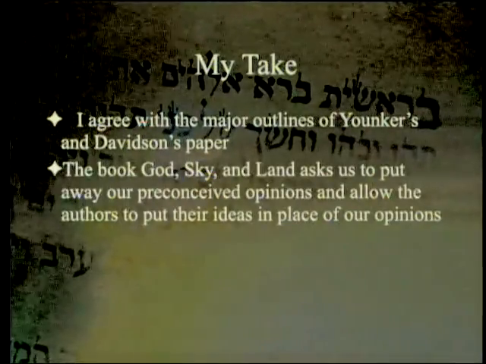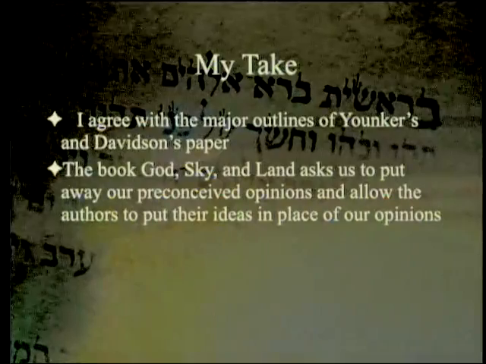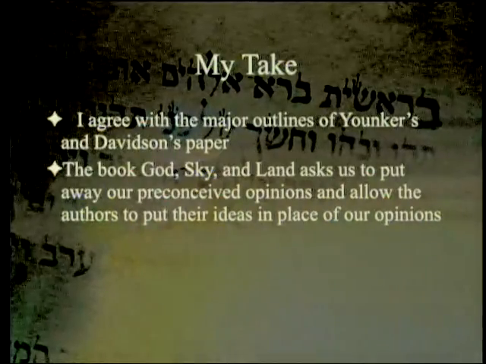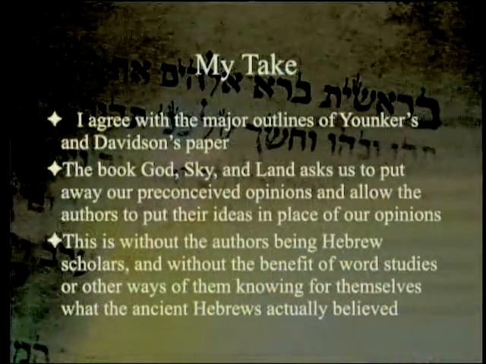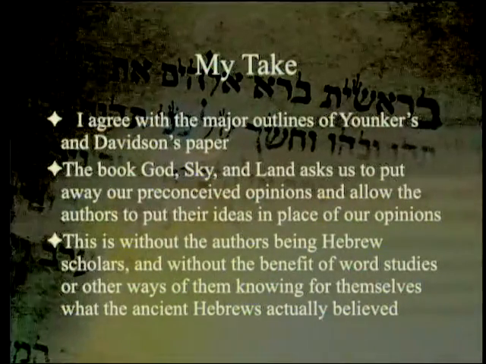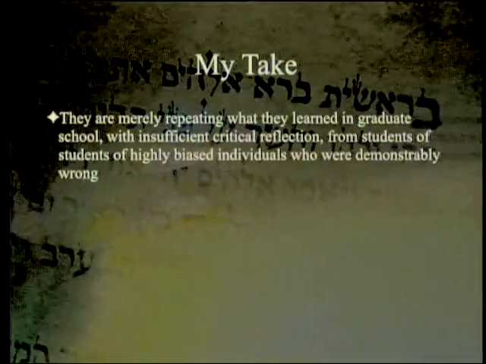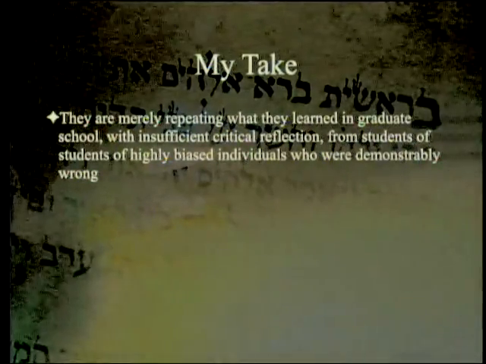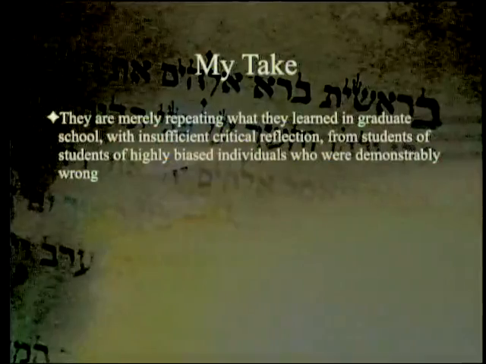The book God, Sky, and Land asks us to put away our preconceived opinions and allow the authors to put their ideas in place of our opinions, under the guise of allow the Bible to speak to us. This is without the authors being Hebrew scholars and without the benefit of word studies or other ways of knowing for themselves what the ancient Hebrews actually believed. They are merely repeating what they've learned in graduate school with insufficient critical reflection from students of highly biased individuals who were demonstrably wrong.